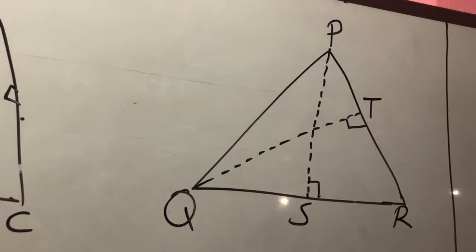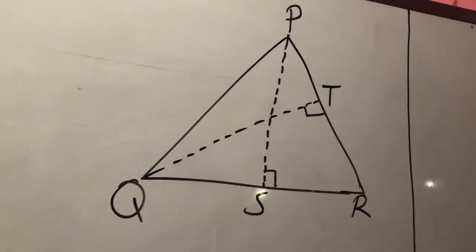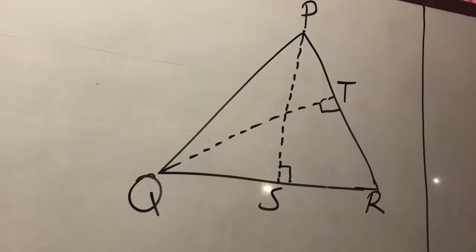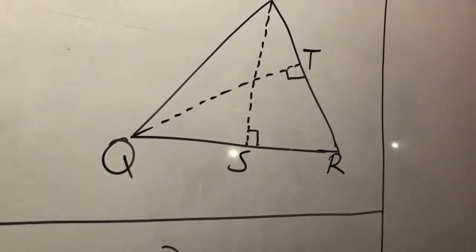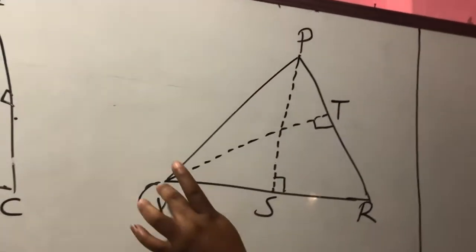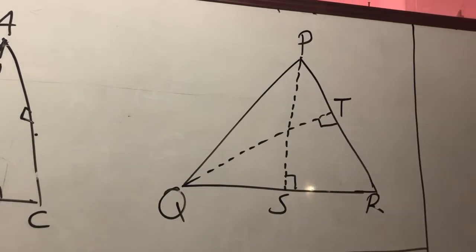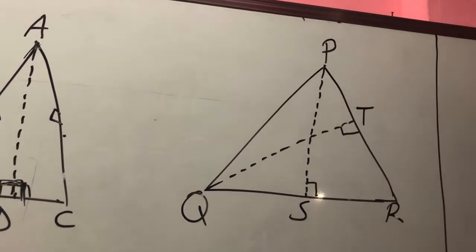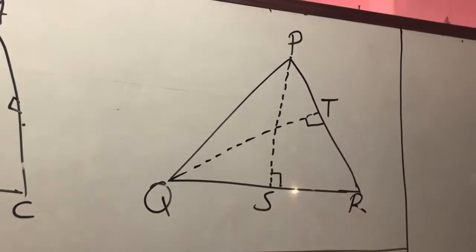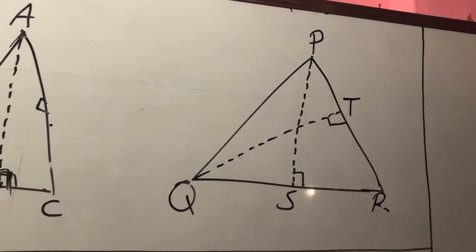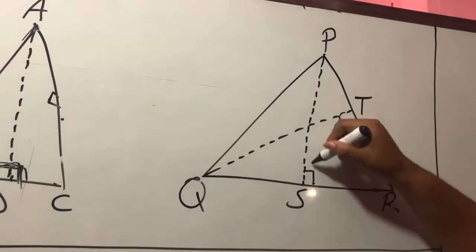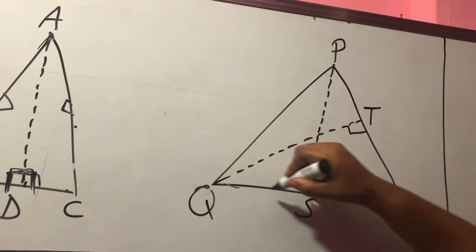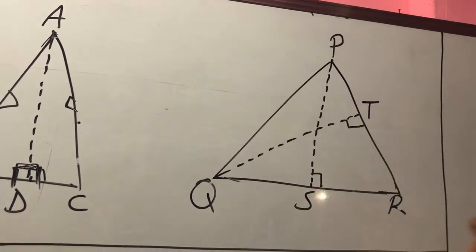The first height is PS. Right? Now PS, which line is PS perpendicular to? It is perpendicular to QR. So just put in your head which length of the triangle it forms a right angle with, then you know what the base is. So this height is corresponding to this base.